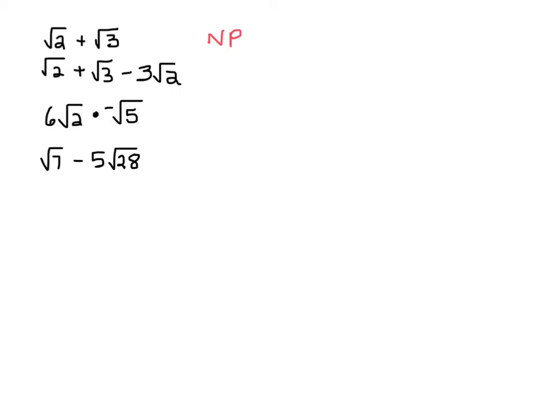So if we look at the next example, square root of 2 plus square root of 3 we know isn't possible, but subtract 3 square roots of 2. Square root of 2 and square root of 2, these match. So I can do 1 square root of 2, subtract 3 square roots of 2, and I would actually end up with negative 2 square roots of 2. Now, this guy right here doesn't have anything to add or subtract, so I just keep him plugged on the end. So that would be my final answer.